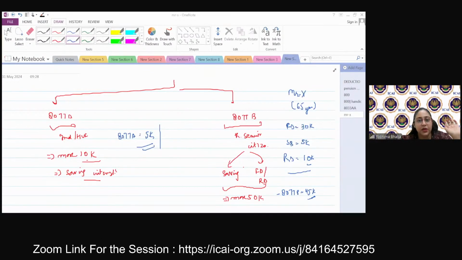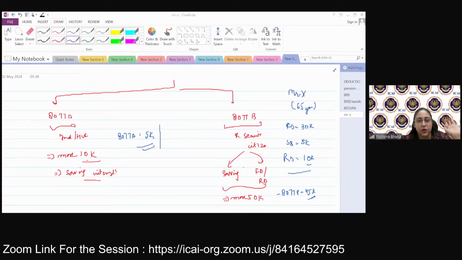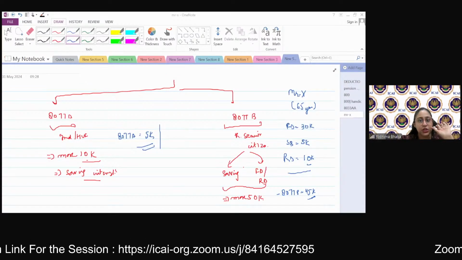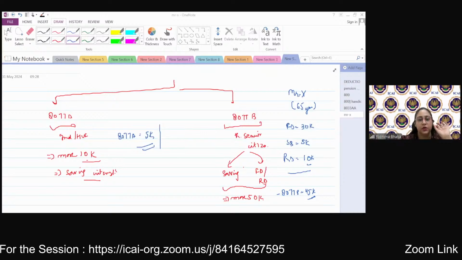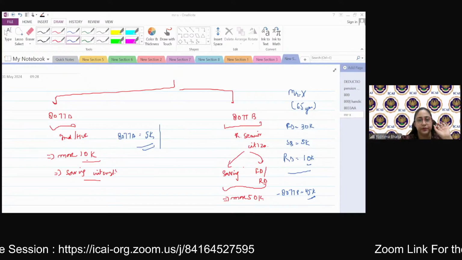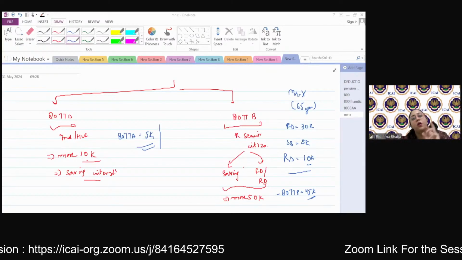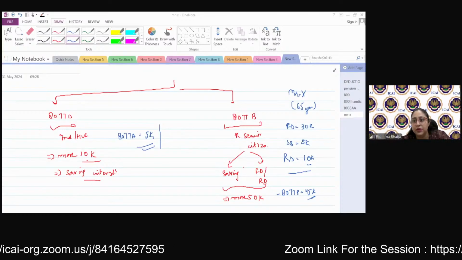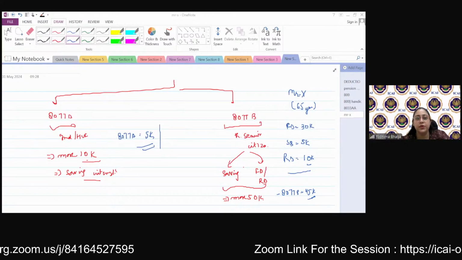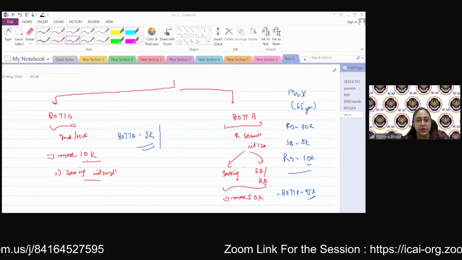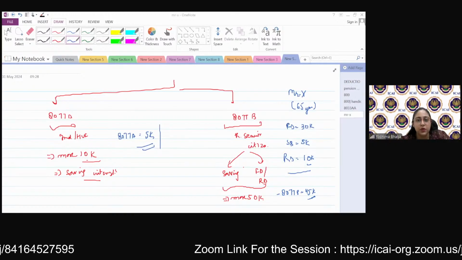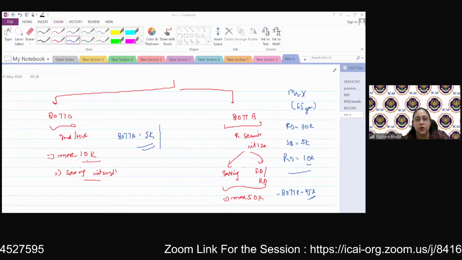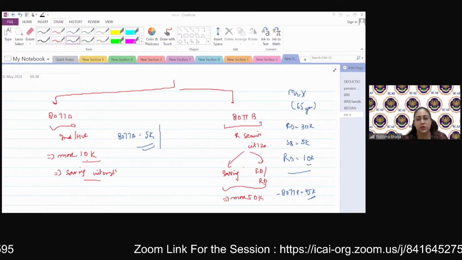Very good, Sangeeta. Any doubts? Very good. Sushil, sorted. Very good. So these are all your deductions from your gross total income. So anyone who wants to speak or have any interactive session, please give the speaking rights. Very good.